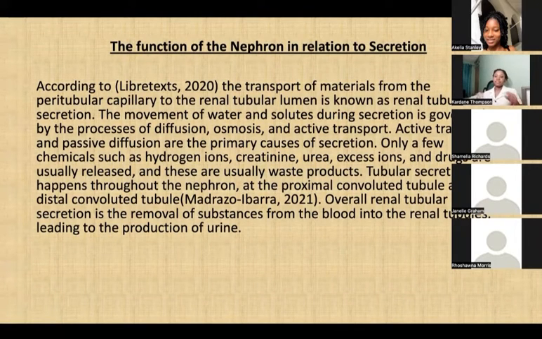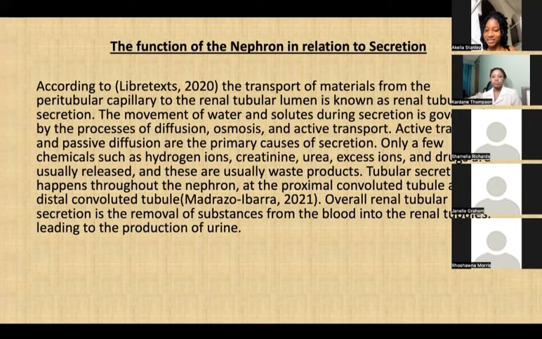The function of the nephron in relation to secretion. The transport of materials from the peritubular capillaries to the renal tubular lumen is known as renal tubular secretion. The movement of water and solutes during secretion is governed by the processes of osmosis, diffusion, and active transport. Active transport and diffusion are the primary causes of secretion.